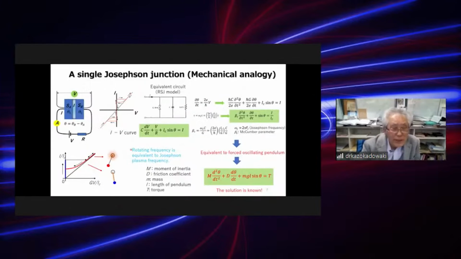So this is again this junction, which can be represented by an equivalent electric circuit like this. We call it the RSJ model, and the IV curve corresponds to a pendulum. This is exactly the same as the pendulum equation, so it looks like that. In the normal state, the phase is rotating, and then coming back. This is just a simple harmonic-like oscillator.